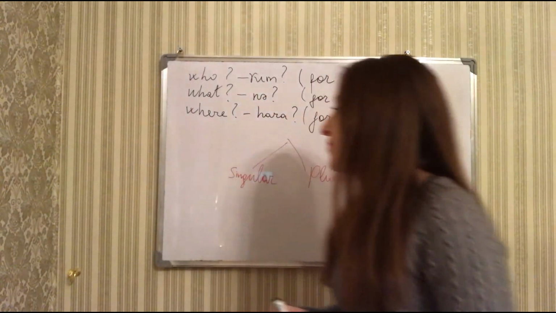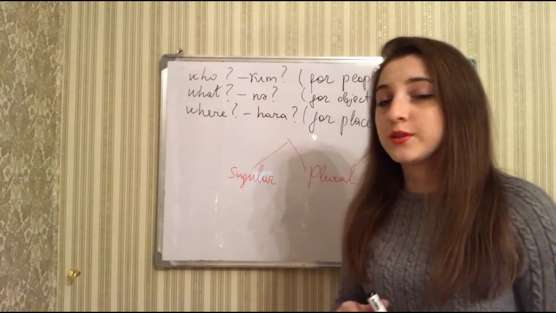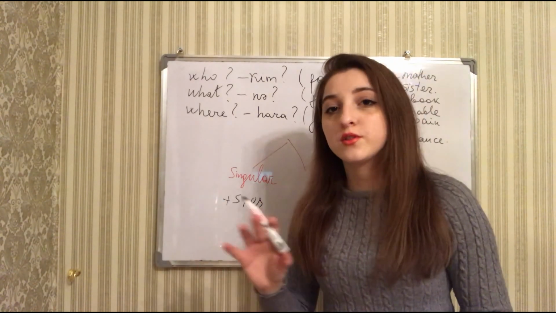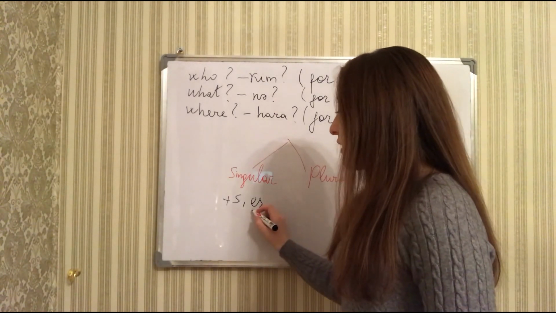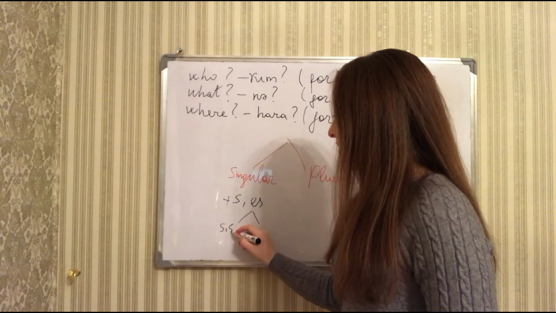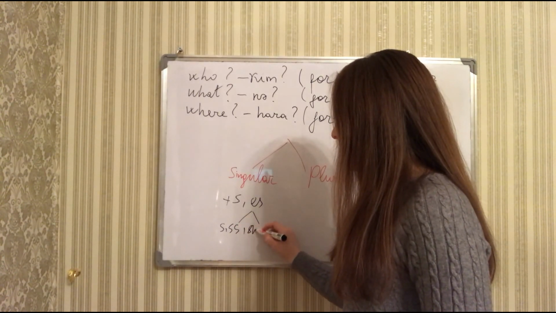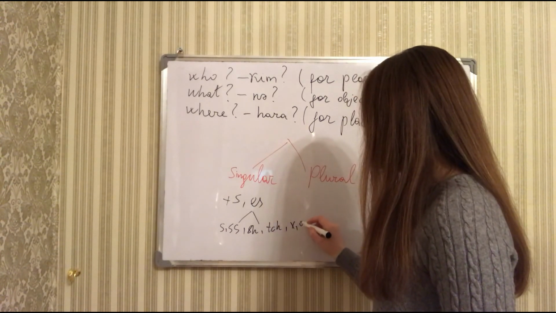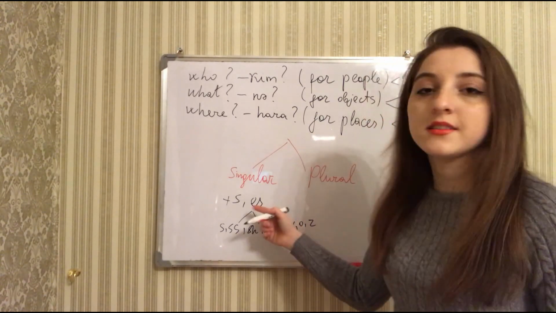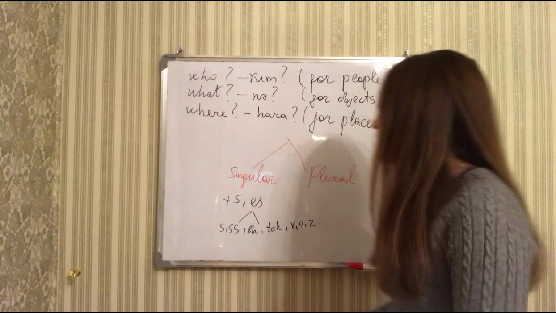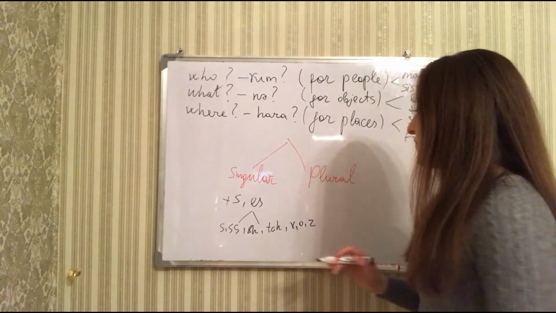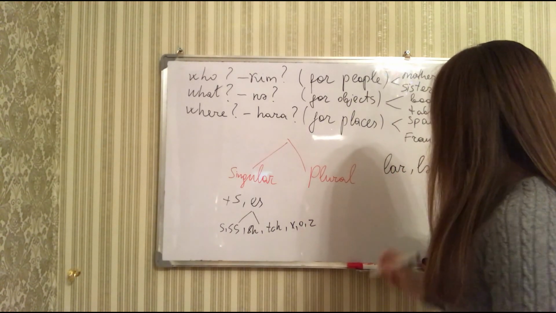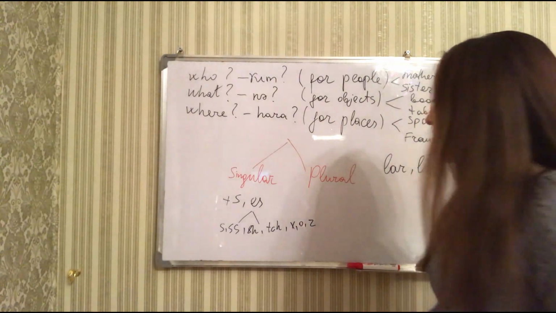It is plural form. Okay, in English language, as we know, we add s or es to the end of the word. And if our words end with s, ss, ch, tch, x, o, z, we must add es suffix to the end of the word. But in Azerbaijani language, the suffixes are lar and ler. Okay, now let's write some examples.